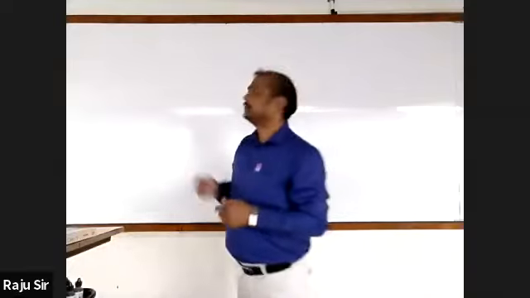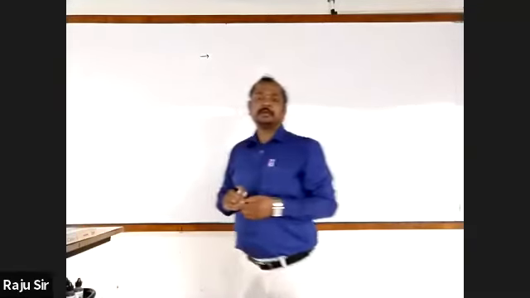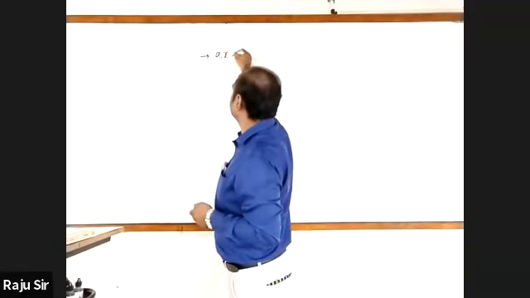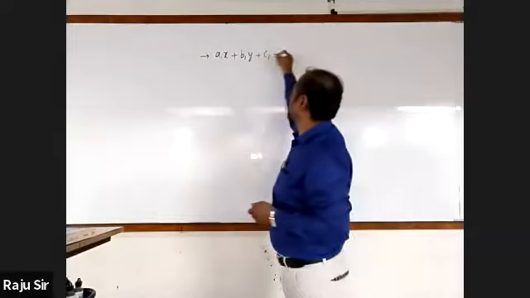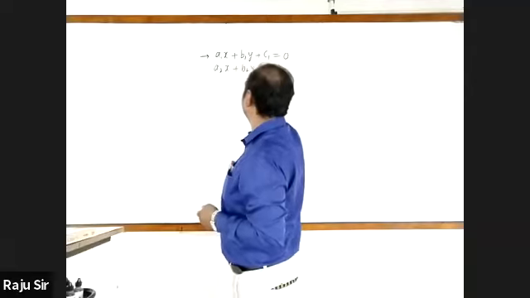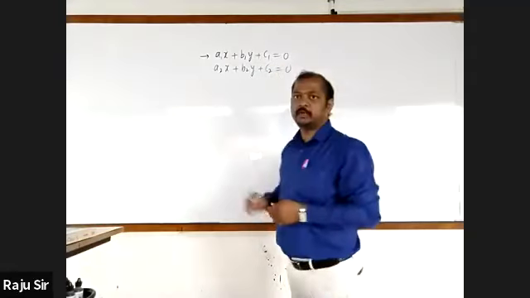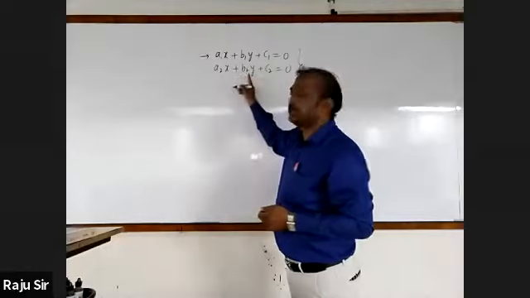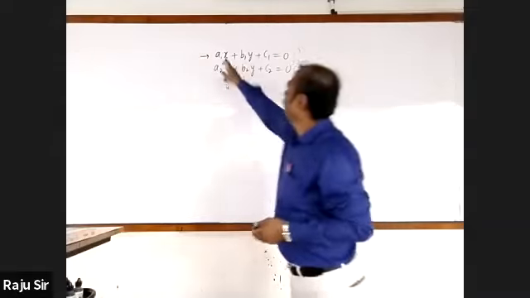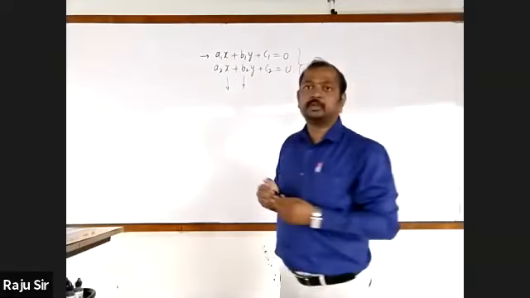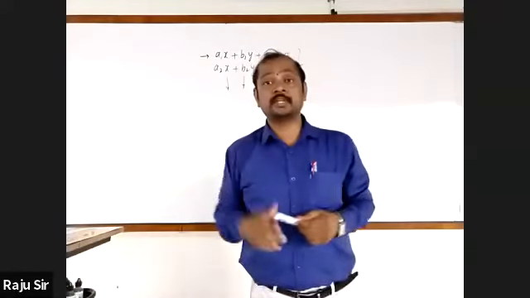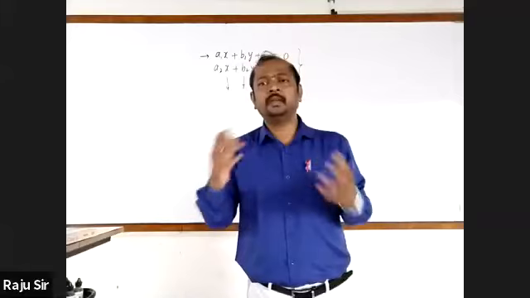And you also know the general form of this pair of linear equations in two variables. It is a1x plus b1y plus c1 equal to 0, and a2x plus b2y plus c2 equal to 0. Here x and y are the variables involved in these equations. a1, a2, b1, b2, c1 and c2 are all coefficients. These coefficients are constants, and these constants may be any real number.